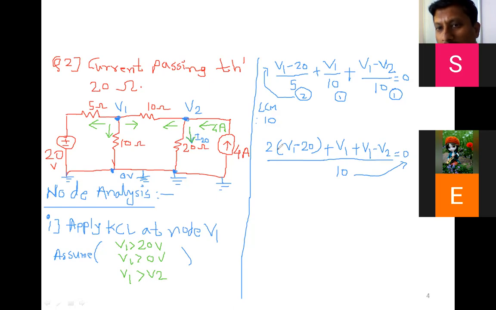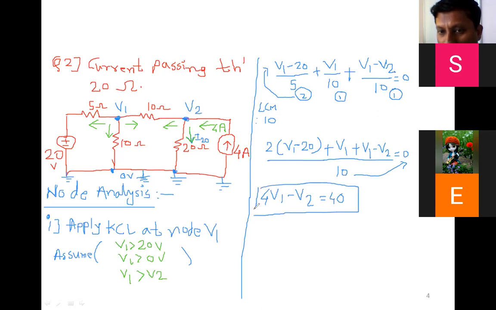So now there are two variables, V1 as well as V2. So always first collect the V1 terms. 2 into V1, that is 2V1, plus V1 plus V1. So total 4V1. Next V2. V2 is not here, it is here. So minus V2 is there. Now the constant term, 2 into minus 20, will be minus 40. But it goes to the right hand side and becomes plus 40. When it goes to the right hand side it becomes plus. So this is the first equation I got.